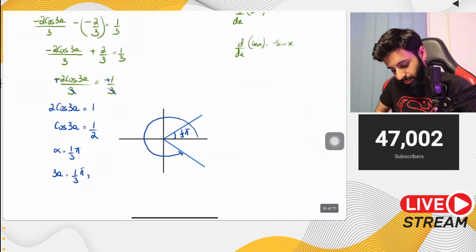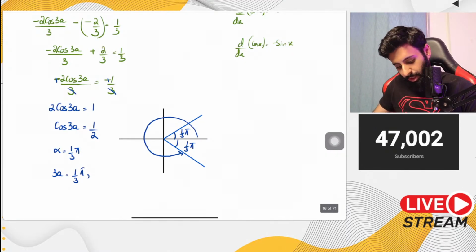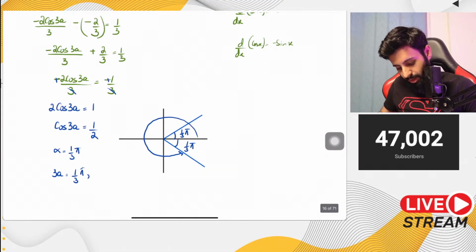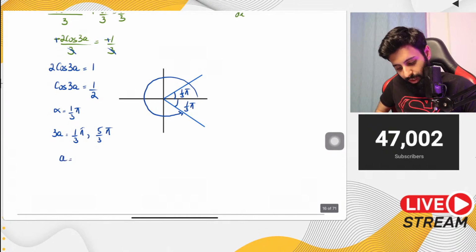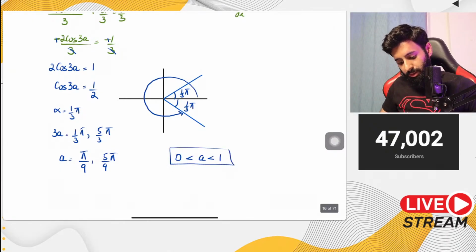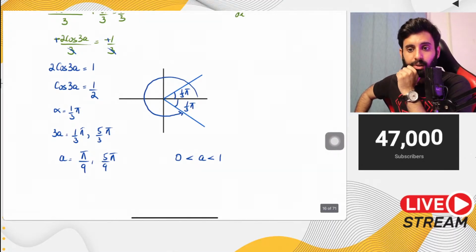If you've already figured out that this is something we shouldn't consider, then that's great. But if you haven't, don't worry about it. So how will I find this angle? I'll simply do 2 pi minus answer. So 2 pi minus answer gives me 5 upon 3 pi. Now the two potential values of a are pi upon 9 and 5 upon 9 pi. Which of these values do you think is in between 0 and 1? Remember, this was the condition given to us in the question.